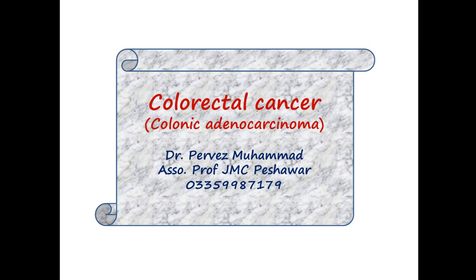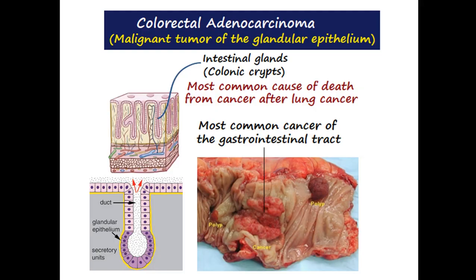Different types of cancer may occur in the colon or large intestine, but the most common cancer that occurs in the large intestine is the colonic adenocarcinoma. We know that when a malignant tumor arises from the epithelial cells, we say this is carcinoma. But when a malignant tumor arises from the glandular epithelium, we say this is adenocarcinoma. So colorectal adenocarcinoma is the malignant tumor of the glandular epithelium.